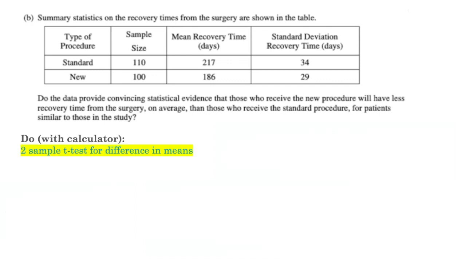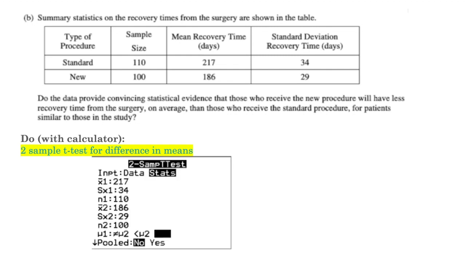All right. So on the AP, what you have to write down is either the formula or the name of the test that we're doing. So the name of the test we're doing is a two-sample t-test for the difference in means. And when you go to the calculator, this is called 2-SampTTest. Where you find this is STAT TESTS. Scroll down until you find 2-SampTTest.